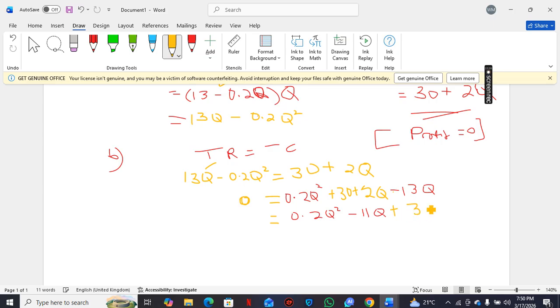Because remember, with your quadratic equations, you have to put these in order. This is the Q squared, then Q to the power 1, then the constant, which is the number which doesn't have a letter. So you have to put your quadratic equation in order. Any questions so far?